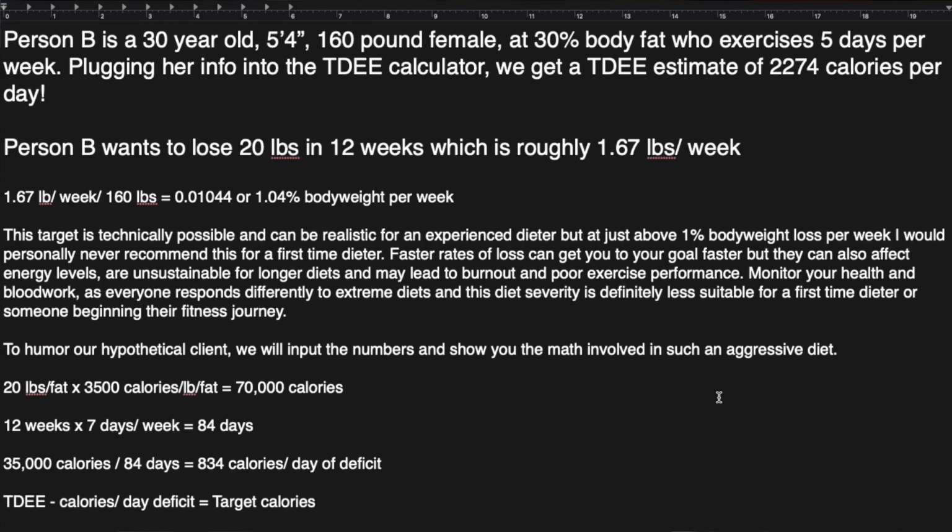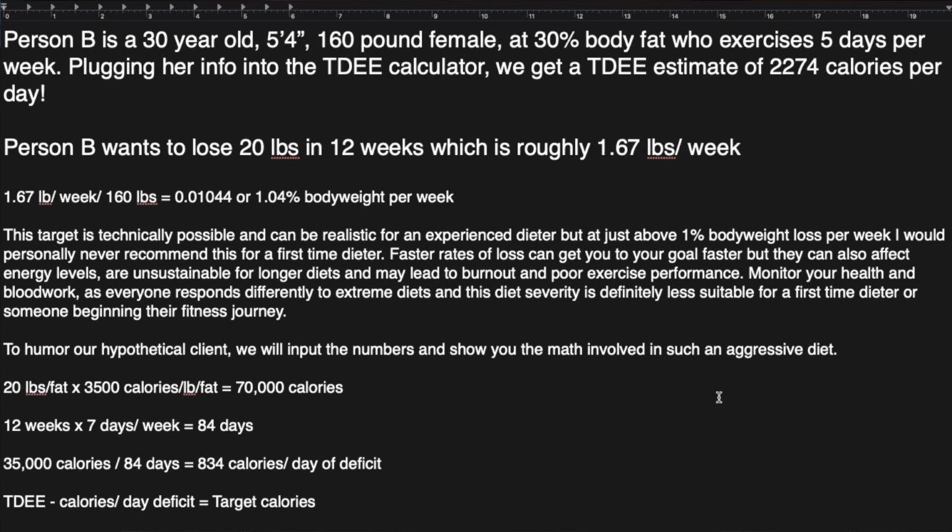All right, let's get into example number 2. Person B is a 30-year-old, 5'4", 160-pound female at 30% body fat who exercises 5 days per week. Plugging her info into the total daily energy expenditure calculator, we get a total daily energy expenditure estimate of 2274 calories per day. Person B wants to lose 20 pounds in 12 weeks, which is roughly 1.67 pounds per week.